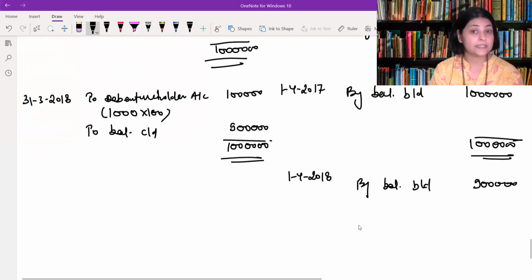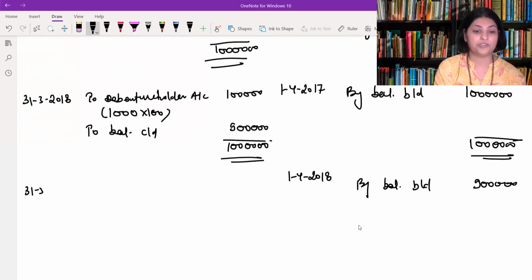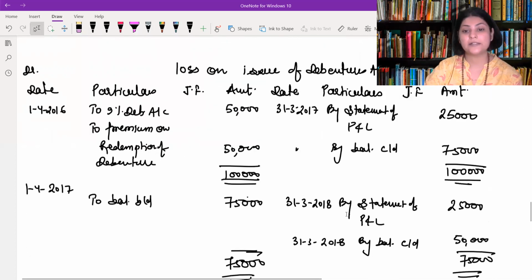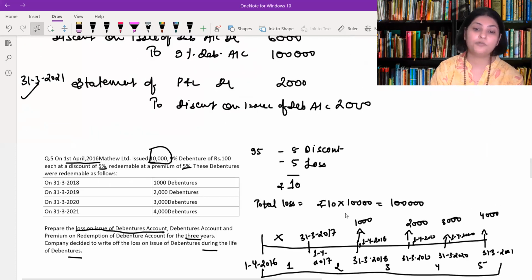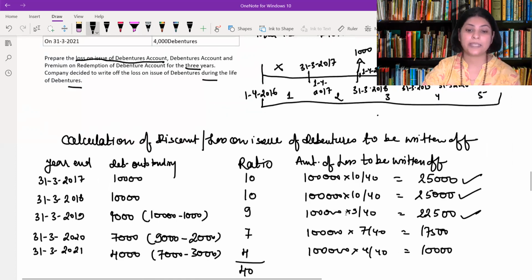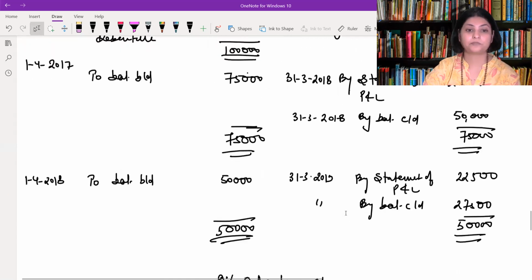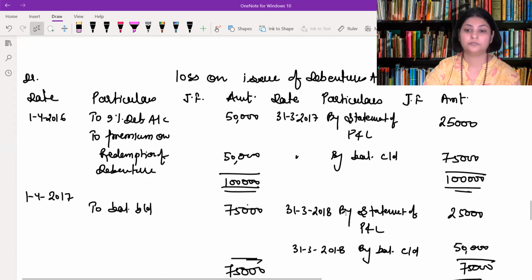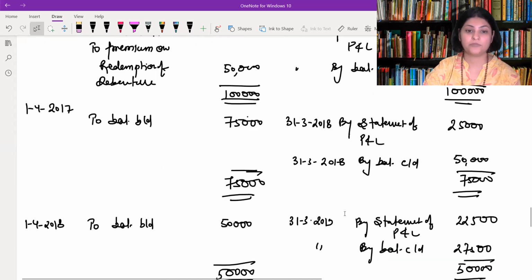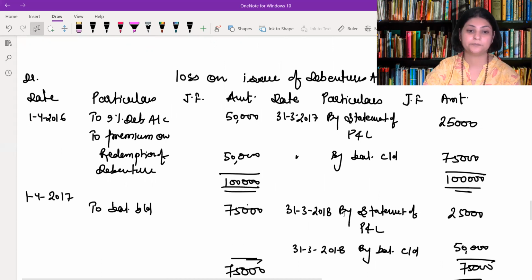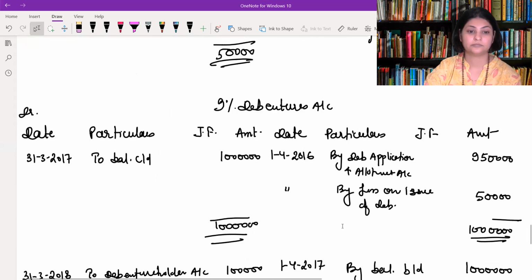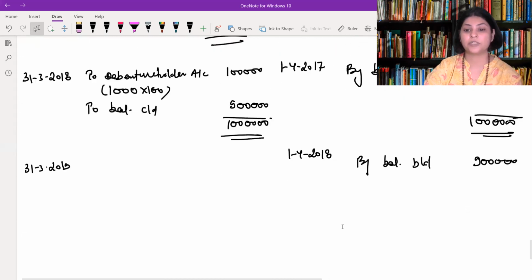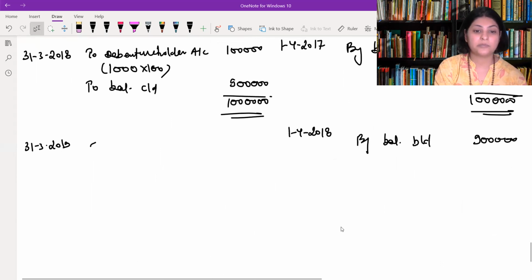After that, in this year also, we have redeemed some number of debentures. Let us go back to the question and see the number of debentures we have redeemed. So in this year, the question says the debentures of 2,000 are redeemed. In the first year, no redemption took place, but in the second year the redemption took place, and in the third year also the redemption is taking place. So in the third year 2,000 debentures are being redeemed.